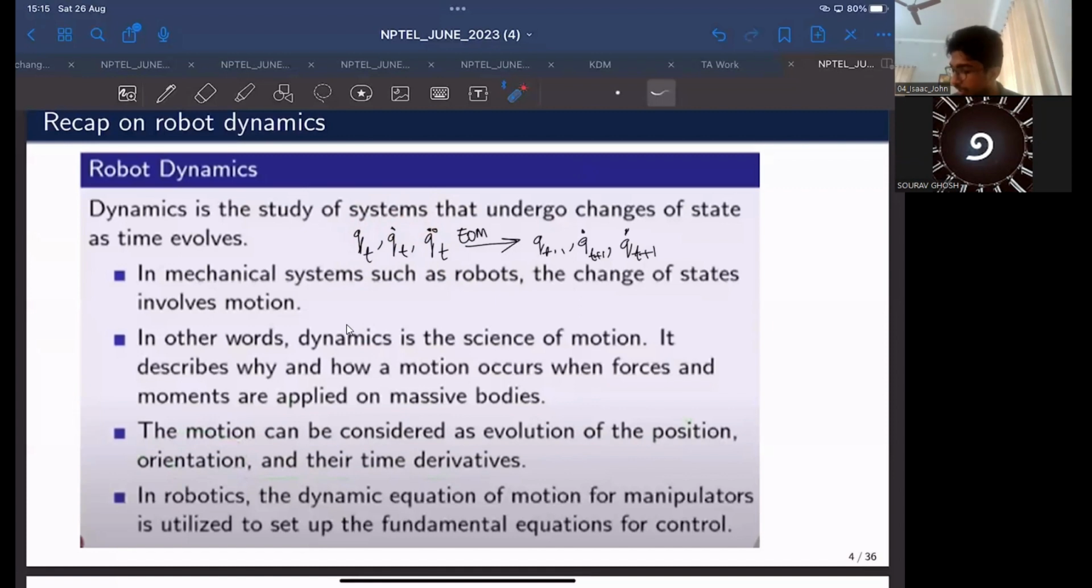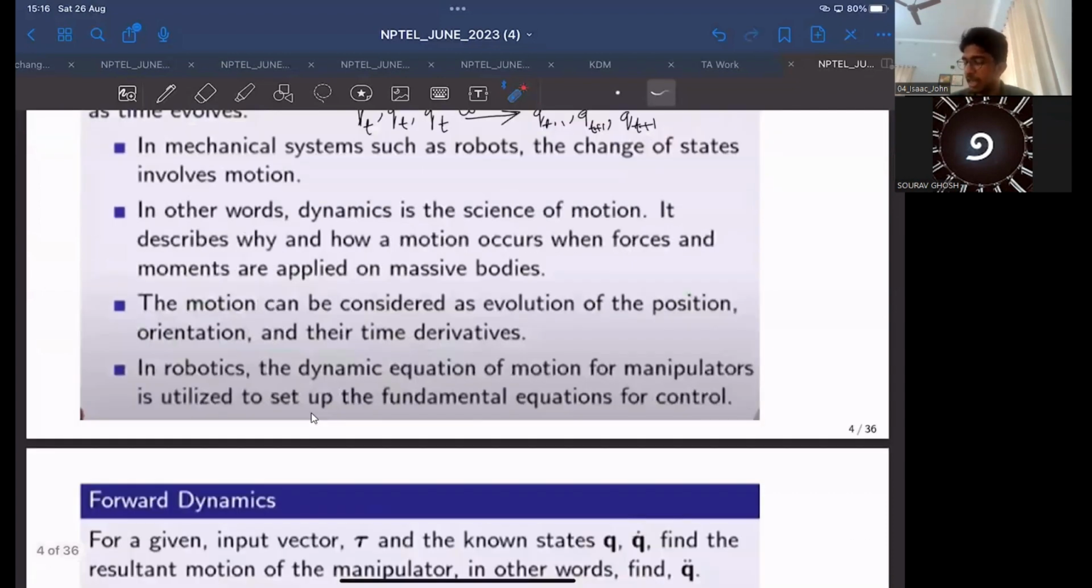So point 5 says that in robotics, the dynamic equation of motion for manipulators is utilized to set up fundamental equations of control. We'll deal with all these things in upcoming weeks, how we would be using the equations of motion in designing a controller for robotic mechanisms. Because deriving the robot dynamics, which is given by the equations of motion, is essential for developing a controller of a robot. How to do so, we will come across in upcoming weeks.